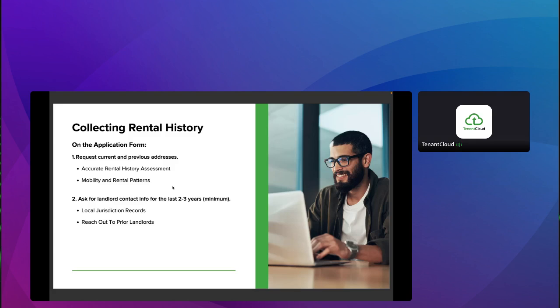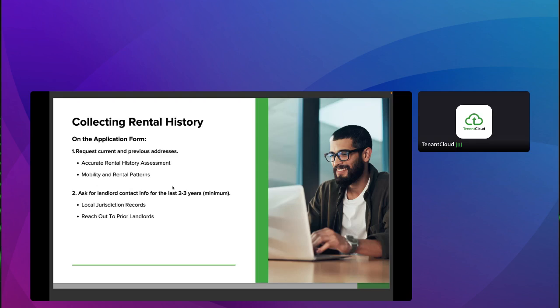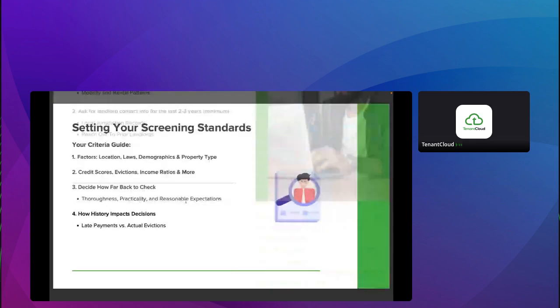Number two, ask for landlord contact info for the last 2 to 3 years minimum. Most property management companies and landlords will tend to ask for 2 to 3 years of records. It's not uncommon for property management companies to ask for records prior to that, but definitely the last 2 to 3 years is a very standard minimum across the board. Local jurisdiction records and reaching out to prior landlords. Those are pieces of information that you're going to want to get as a part of the rental history screening. We'll again dig into this a little bit more here.